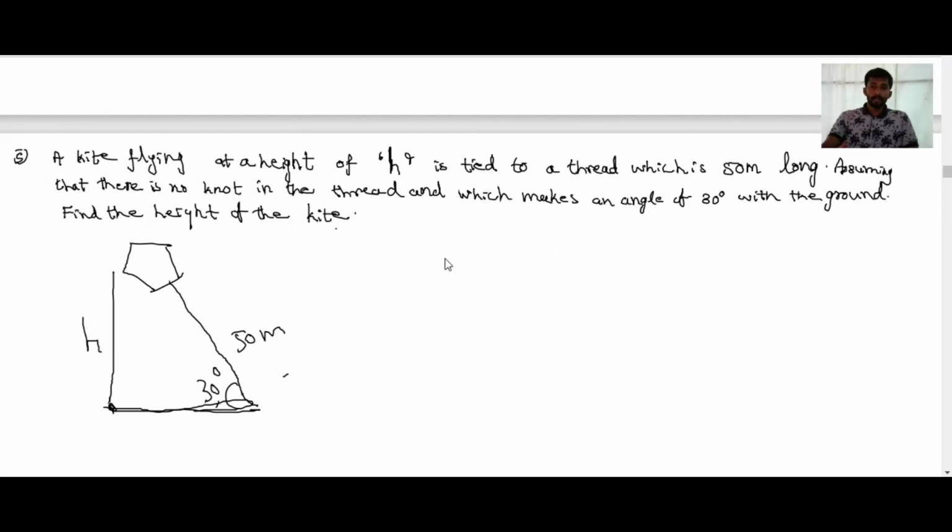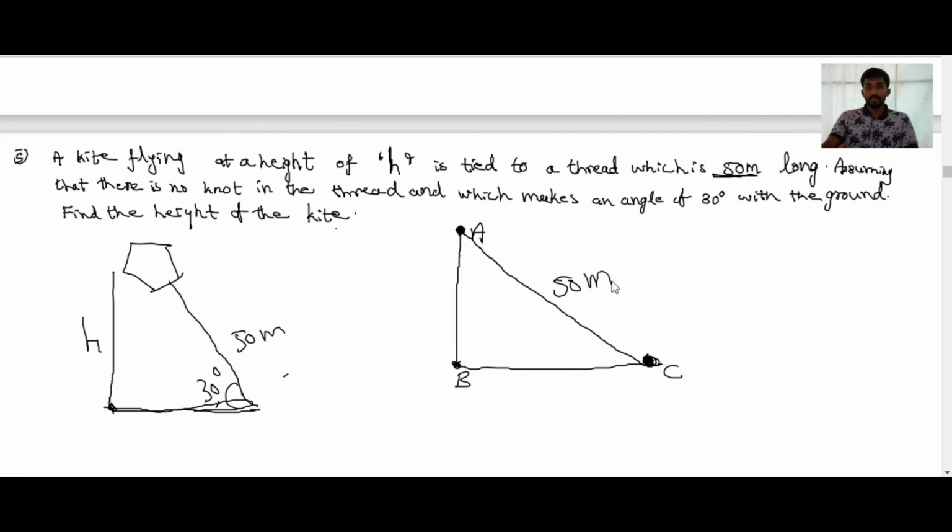Now draw the triangle. See here, ground is there. I'm taking it as B. C be the ground. Then from B you are measuring the height of the kite. Suppose at A the kite is there. This point represents the kite. Then A to C, that means AC is the thread. This is the thread of the kite. There is no knot or kink in the thread. The length of the thread is given, right? That is 50 meter. Take it as 50 meter.